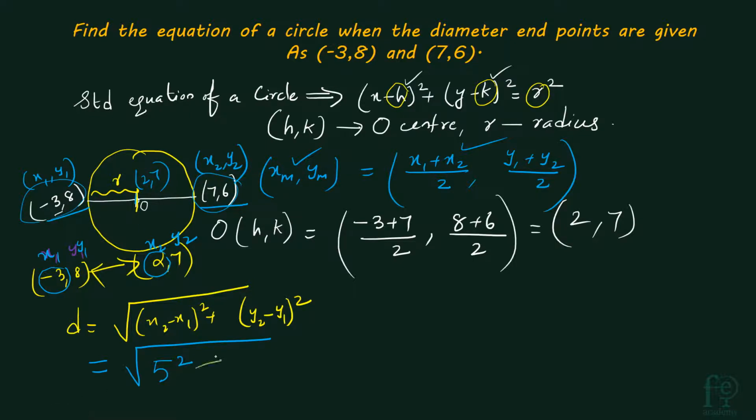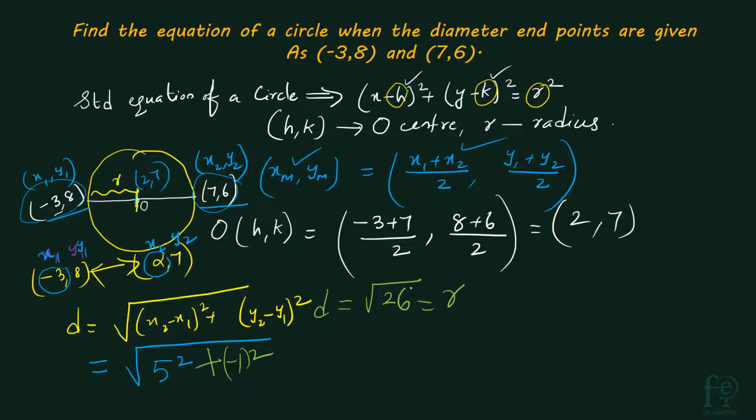So, 5 square plus what is y2 minus y1? y2 is equal to 7 and y1 is equal to 8. So, 7 minus 8 is minus 1, the whole square is equal to 1 square. Minus 1 the whole square and 1 square are the same. So, root of 5 square plus 1 square gives you root of 26. So, you got r also. R is equal to the distance d, which is root 26, which is equal to the radius of the circle.